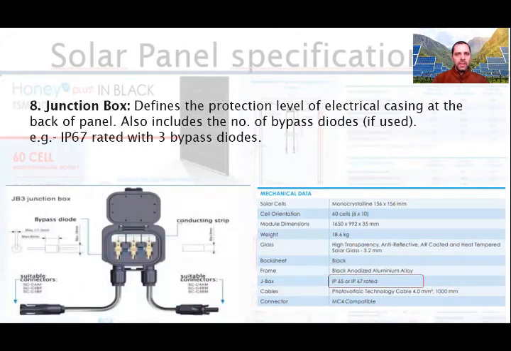And the last mechanical specification I will talk about is the type of the junction box. It defines the protection level of the electrical casing at the back of the panel. It also includes the number of bypass diodes used. For example, IP67 rated with 3 bypass diodes, like this one.